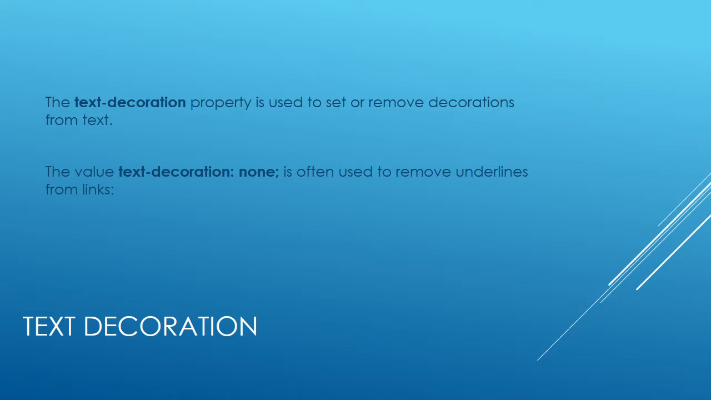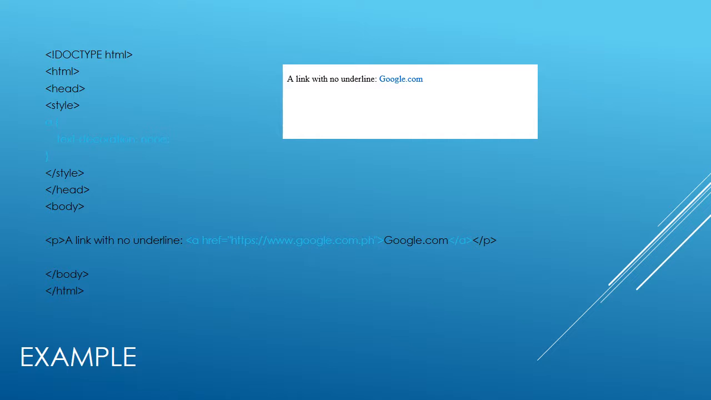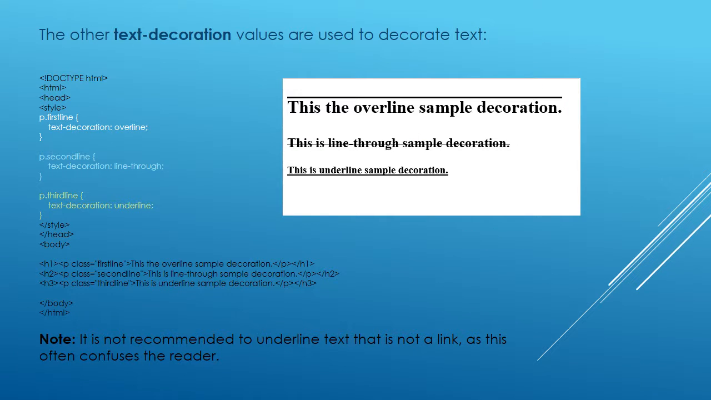The text-decoration property is used to set or remove decorations from text. The value text-decoration: none is often used to remove underlines from links. An example of a link with no underline, google.com. The other text-decoration values are used to decorate text. Note: it is not recommended to underline text that is not a link, as this often confuses the reader.